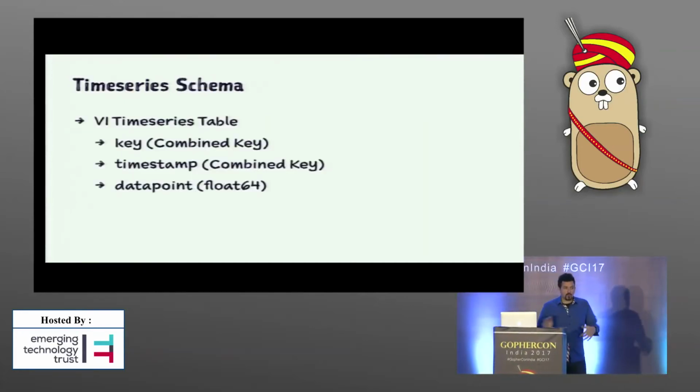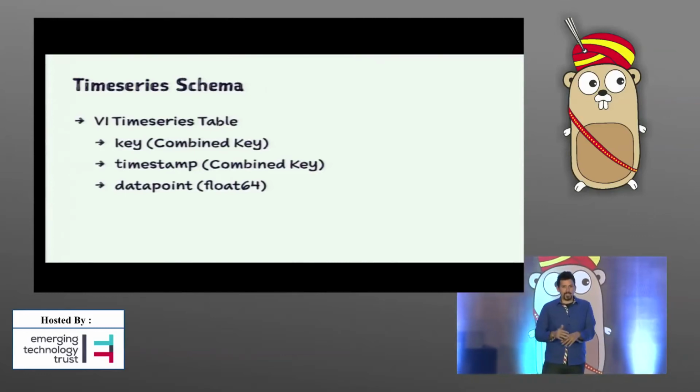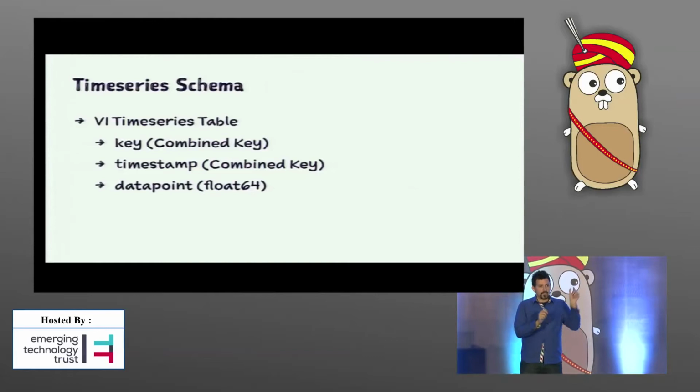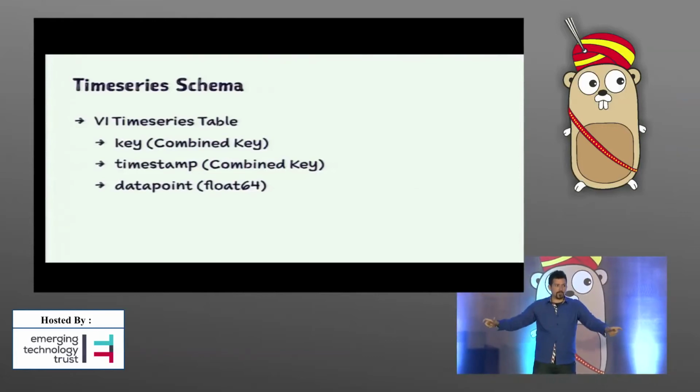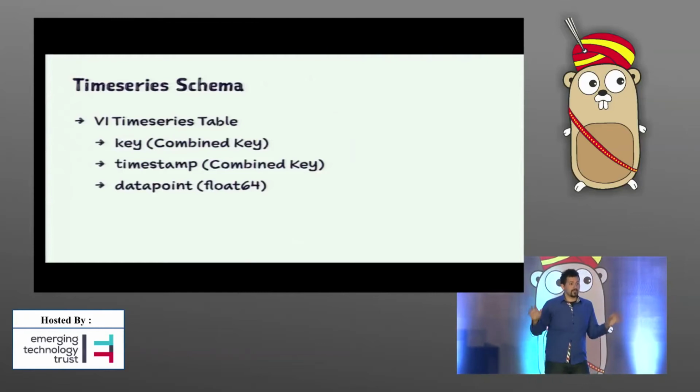So what did we do? We built a single table that had 3 columns: a key, a timestamp, and a data point. And this was awesome. We started to write into Cassandra at like 100,000 writes a second, and we were able to scale to maybe 30 or 40,000 users.